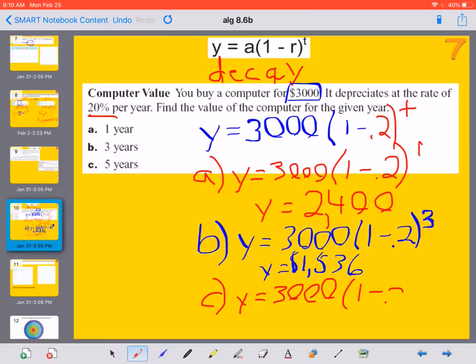And finally, C, y equals 3,000 times 1 minus 0.2. C says after 5 years, so after 5 years then. So 3,000 times 1 minus 0.2 to the 5th power, y equals $983.04. So after 5 years, that $3,000 computer is only worth $983.04.